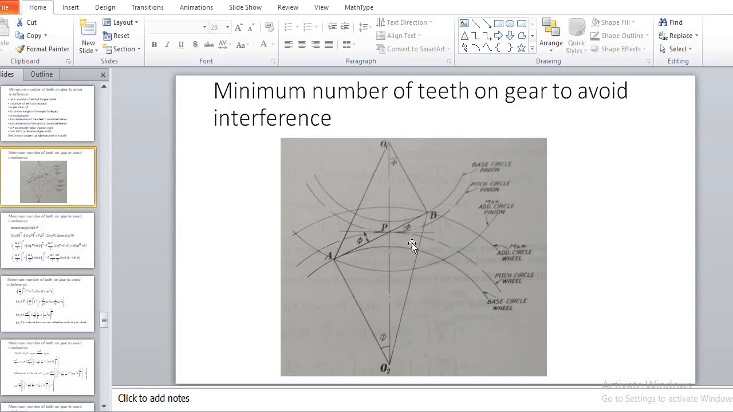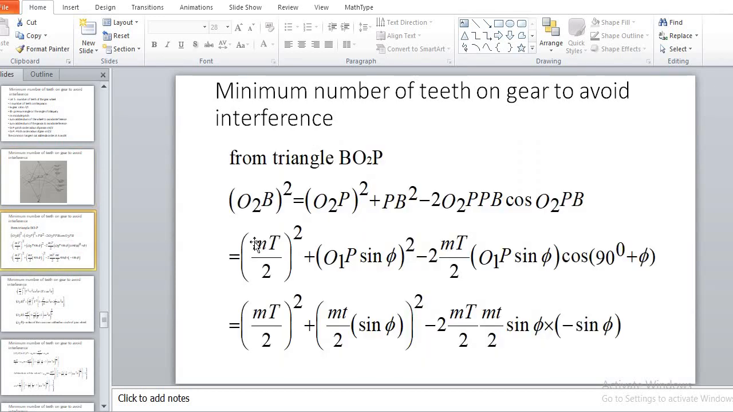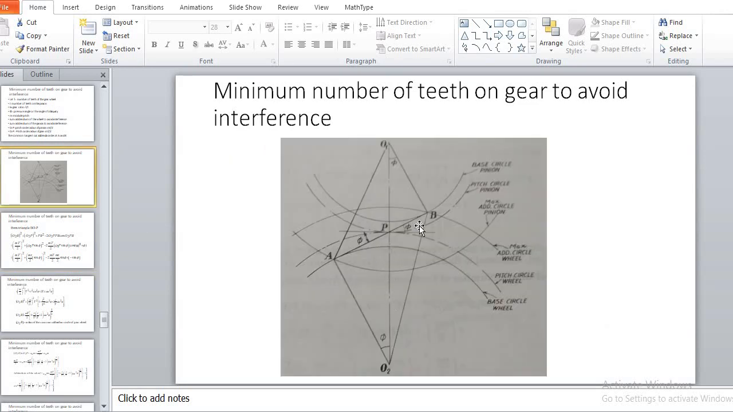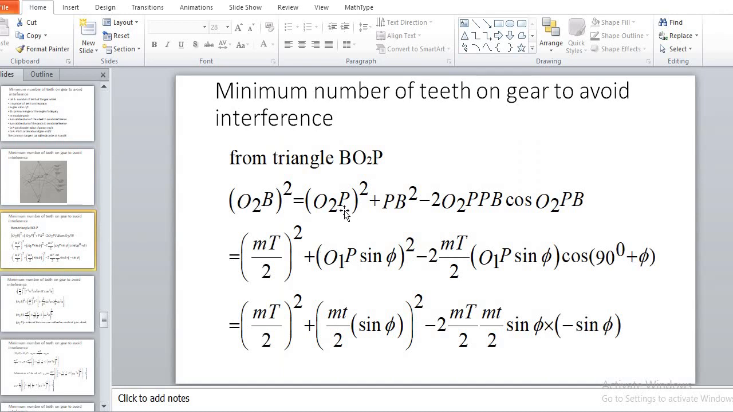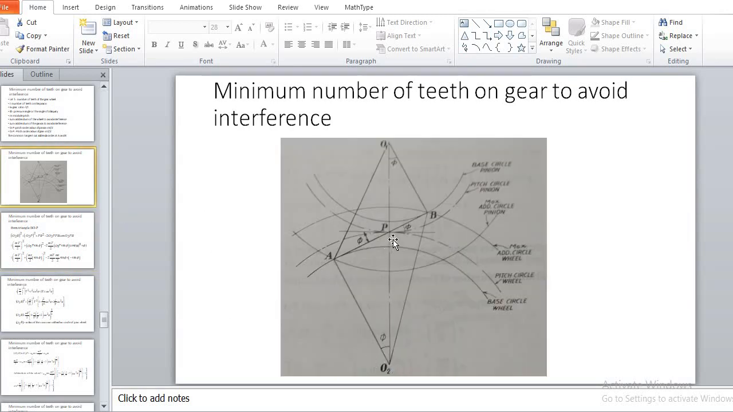For this triangle, which is not a right-angle triangle, we write O2B square is equal to the summation of squares of the remaining sides, O2P and PB. O2P is one side and PB is another side of this triangle.